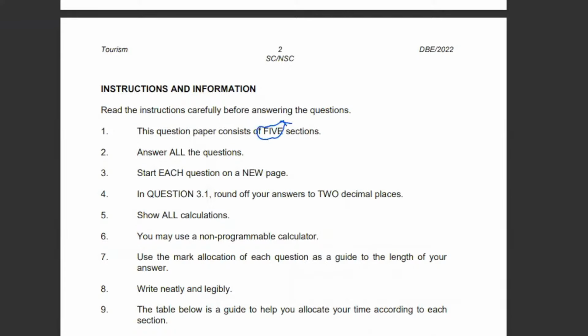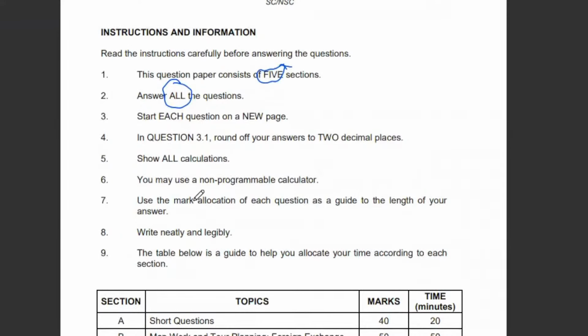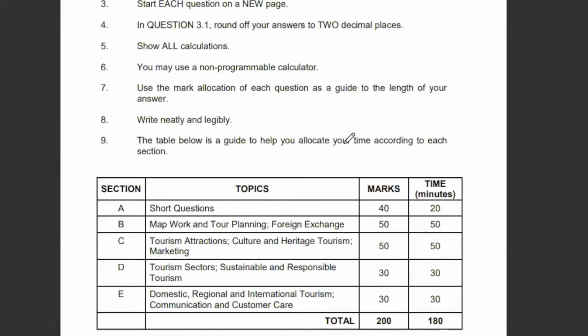It consists of 5 questions. Also pay attention to the detail that all questions should be answered. You are not given the option of choosing specific questions. You must answer all questions. Then you must start each question on a new page, that is straightforward.